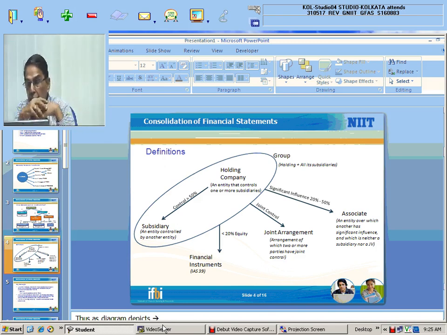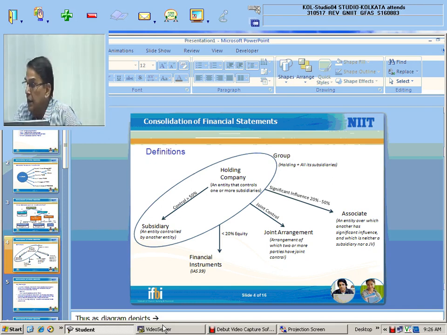If a company has significant influence over another company, significant influence normally we mean by owning 20% to 50% of the voting shares of the investee company, then the investee company is considered an associate. Associate is an entity over which another has significant influence and which is neither a subsidiary nor a joint venture.